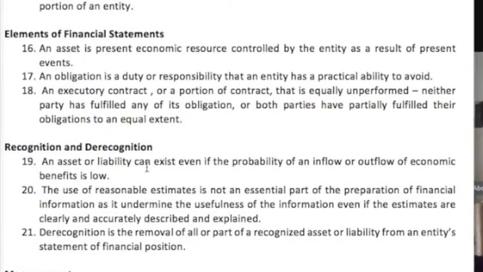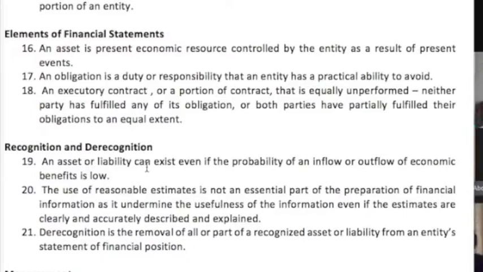Number 18: An executory contract or a portion of a contract that is equally unperformed, neither party has fulfilled any of its obligation, or both parties have partially fulfilled their obligation to an equal extent. True, since it is stated. It's very difficult to explain why a statement is true or false when it's just taken directly from the framework. So again, 18 is directly taken from the framework, and that's exactly our definition for executory contracts.